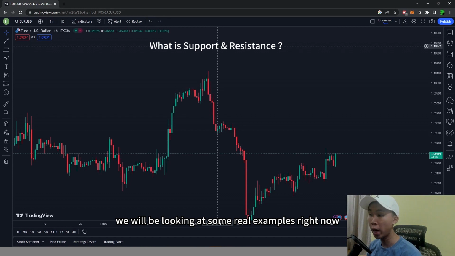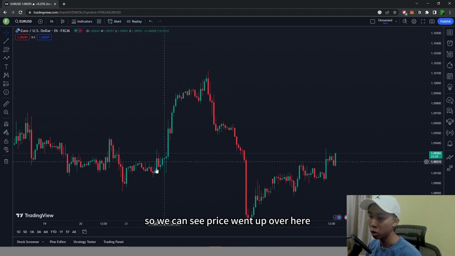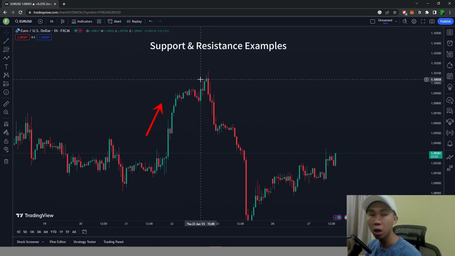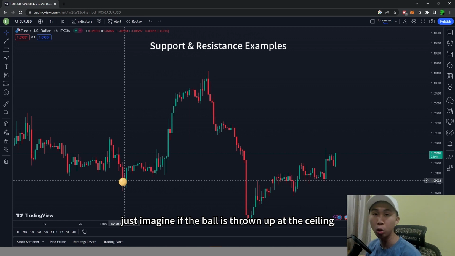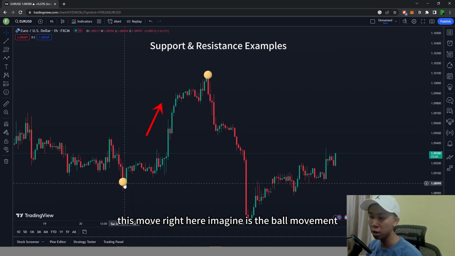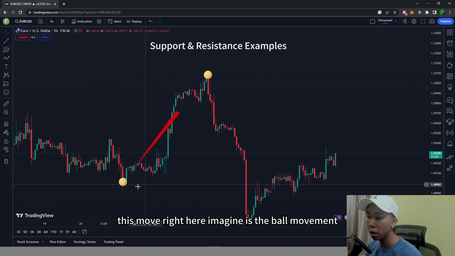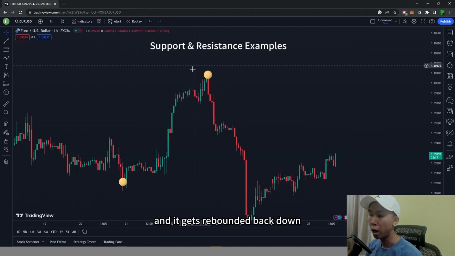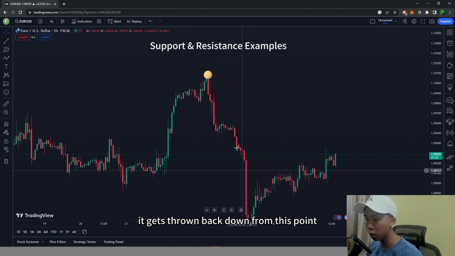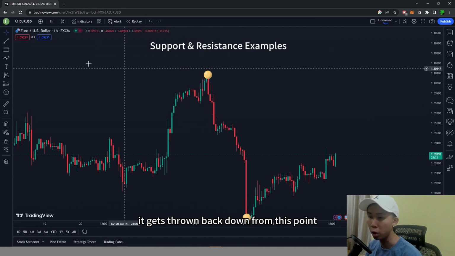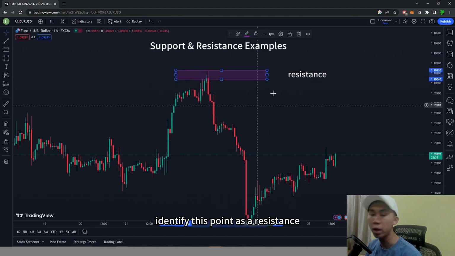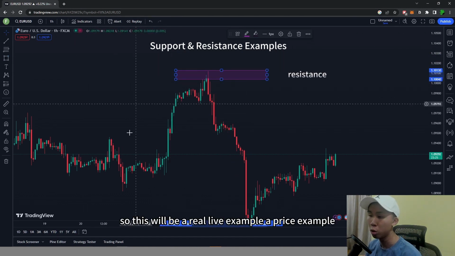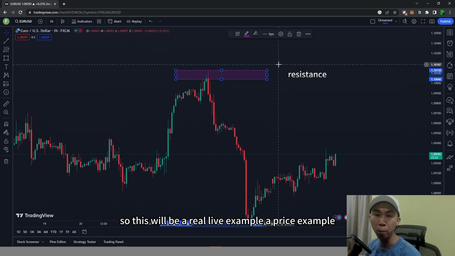We will be looking at some real examples right now. So we can see price went up over here. If you don't understand price, don't worry. Let me change it to another example. Just imagine if the ball is thrown up at the ceiling. This move right here, imagine it's the ball movement thrown up at the ceiling and it gets rebounded back down. It gets thrown back down from this point. So this point, we can use a rectangle and identify this point as a resistance. So this will be a real life example, a price example.